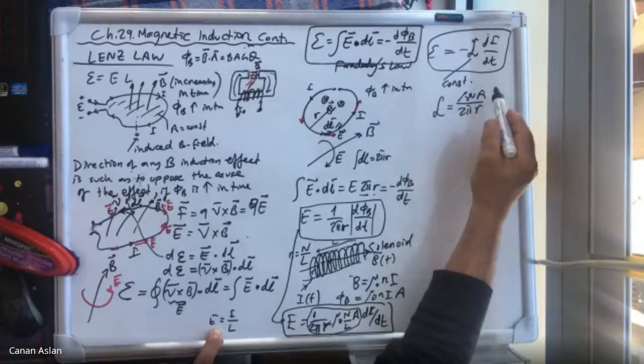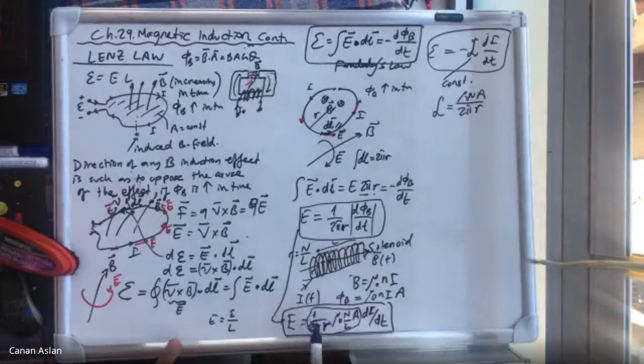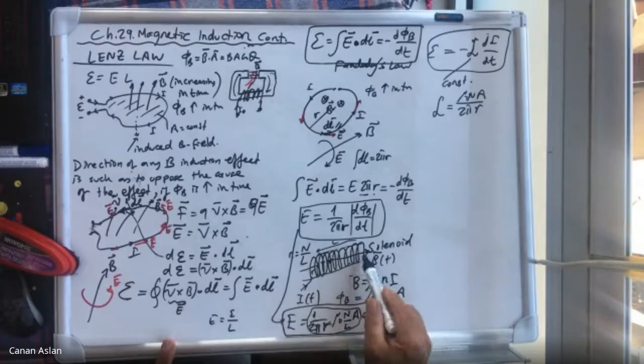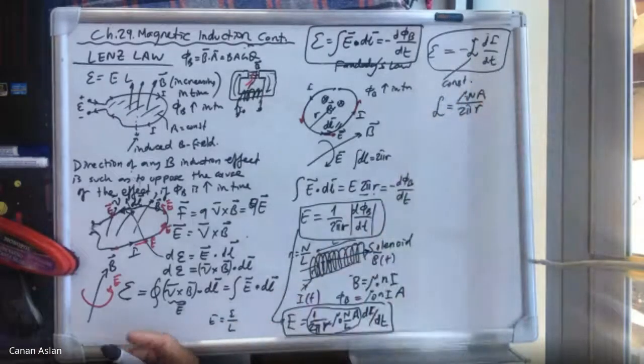So what happens is that if the current of the solenoid is changing in time, a potential difference is created, and this is given by this expression. So this is really interesting.